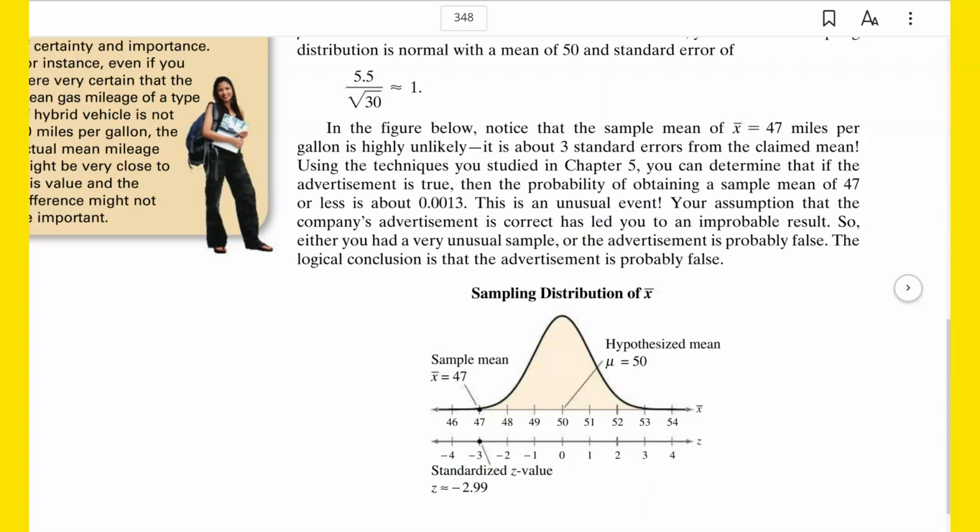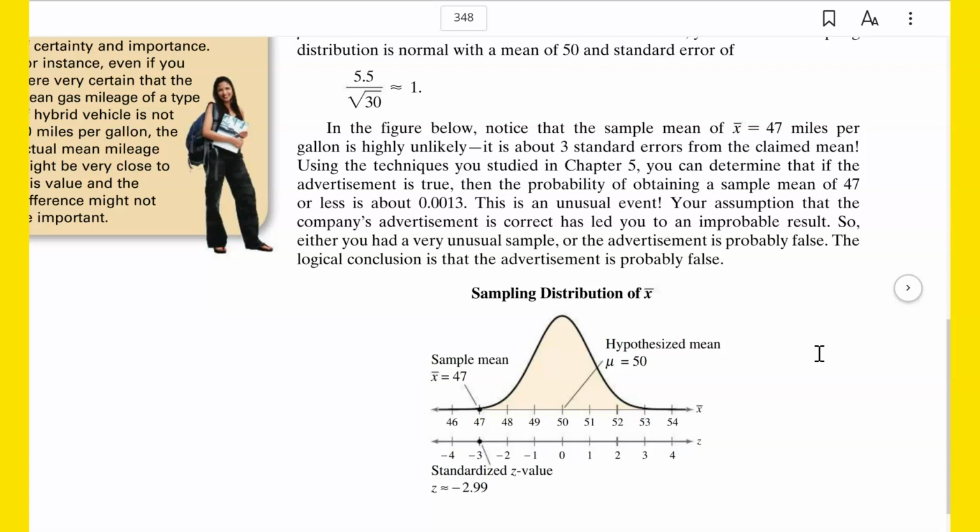distribution of sample means, the sampling distribution of sample means, you don't just use the standard deviation of your sample, you divide it by the square root of the sample size. And so, in that case, the standard error, or standard deviation of the sampling distribution of sample means, is not 5.5, it's actually close to 1.